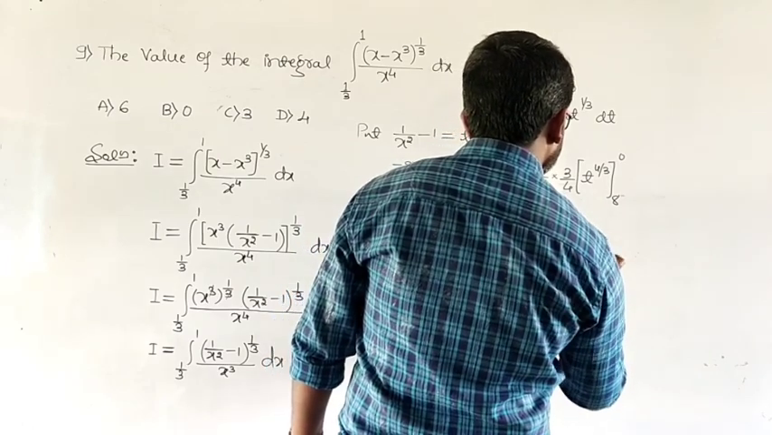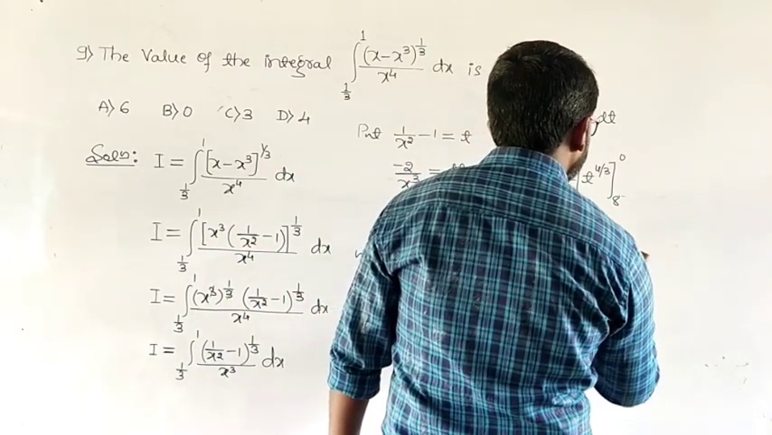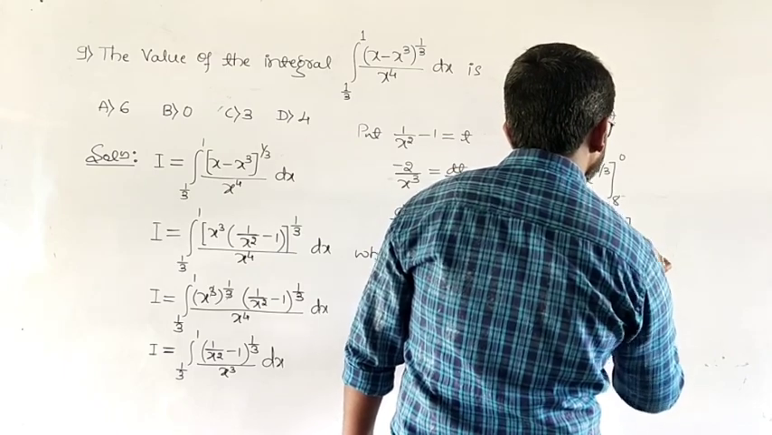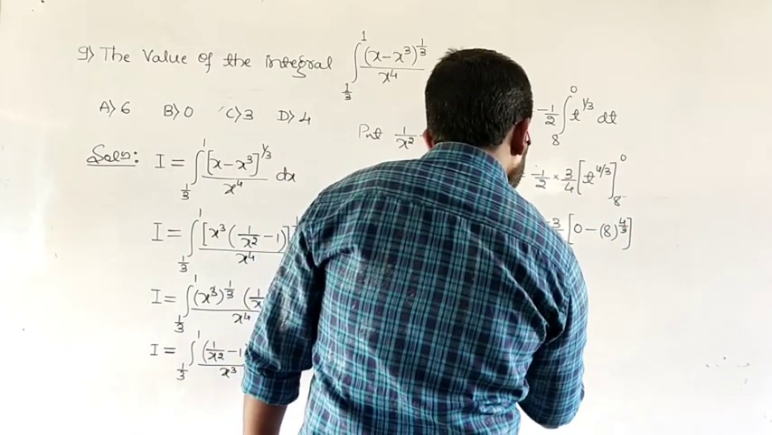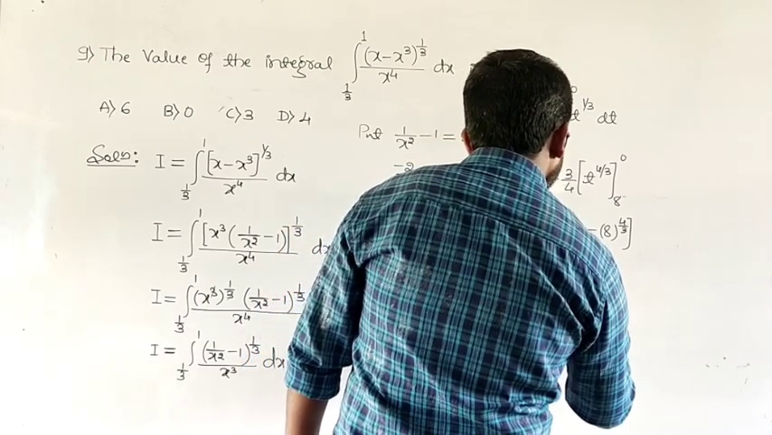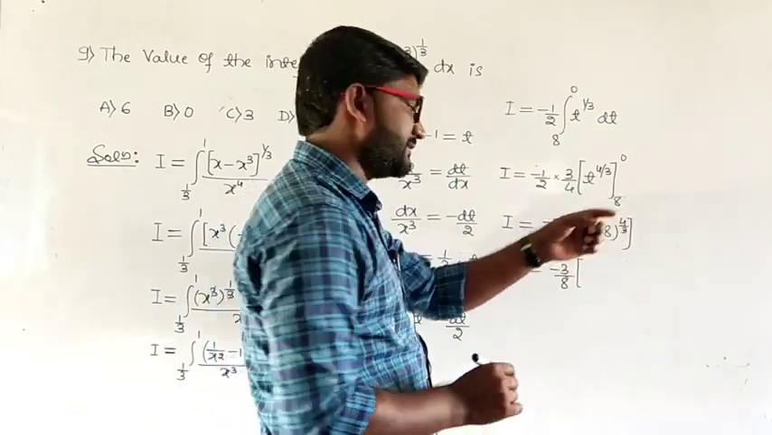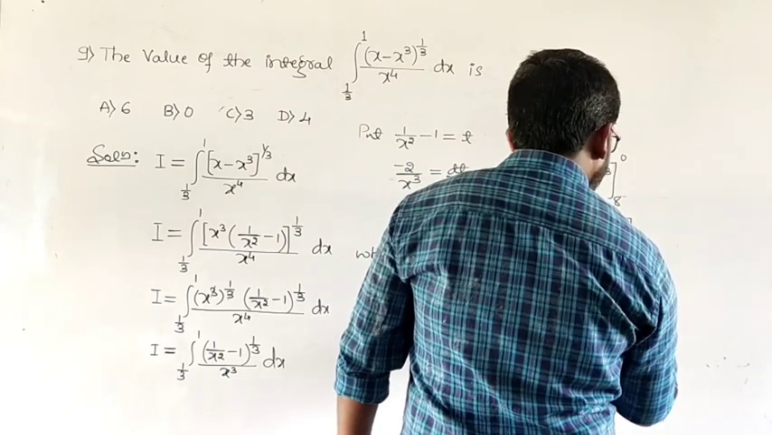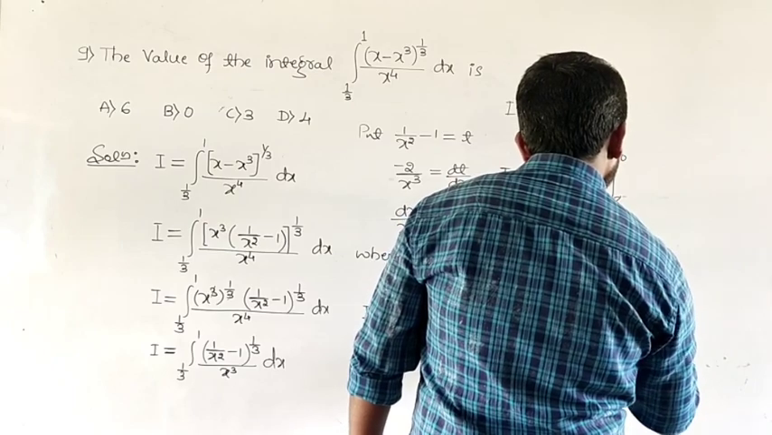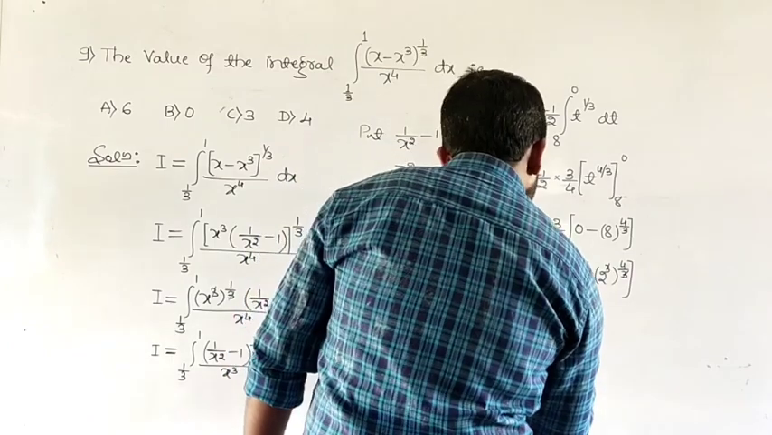Then upper limit minus the lower limit. Upper limit is 0. Then minus the lower limit, 8 to the power 4 by 3. So now I is equal to minus 3 by 8, then inside the bracket, 0 minus 8 raised to 4 by 3 will be minus 8 raised to 4 by 3. 8 can be written as 2 cube whole power 4 by 3. So now 3 and 3 get cancelled. Minus into minus is plus.